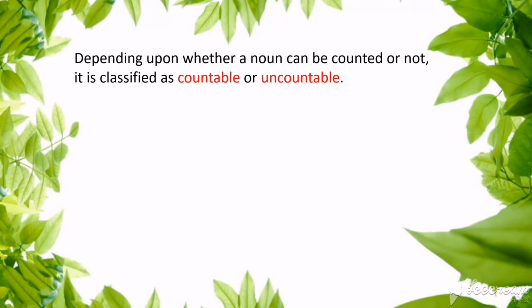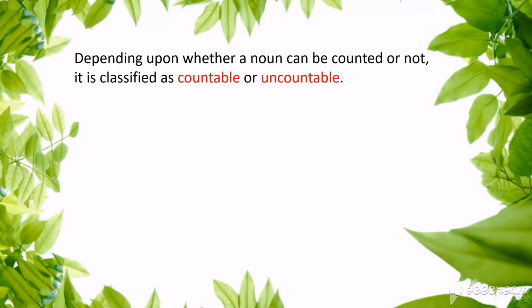A noun is a name. A noun is a word that is used to indicate the name of a person, place, animal, or thing. This is what you learned in your first chapter. You remember that? Okay, a word that is used to represent the name of a person, place, animal, or thing is called a noun.